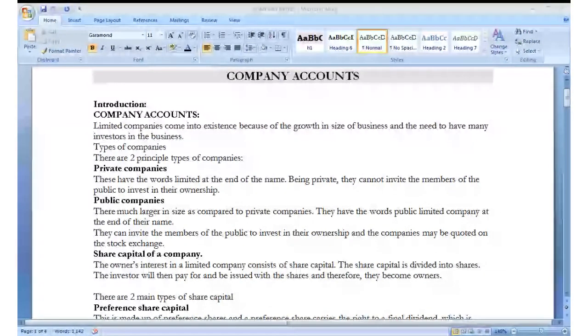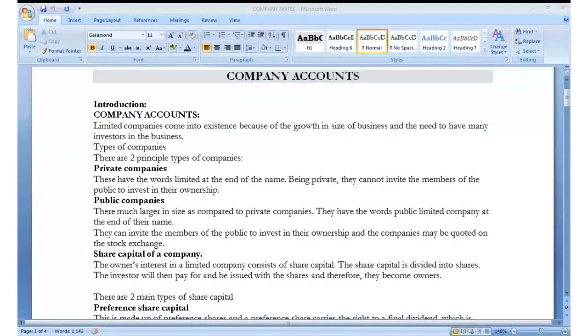For companies, I think you have observed that most companies have the word limited at the end. Maybe ABC Limited, name of a company, then limited. So limited is a very important word that differentiates a company from maybe a partnership and other sole trader or simple businesses. So we are told that they have the word limited at the end of the name, and being private, they cannot invite the members of the public to invest in their ownership. The issue to do with shares, we are going to discuss in detail in semester 4 when you are discussing business finance.